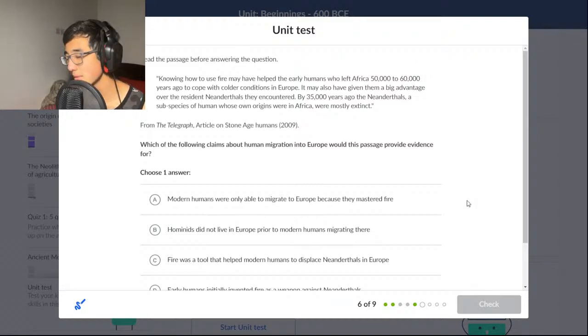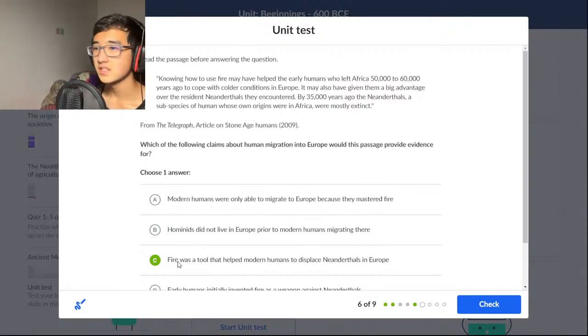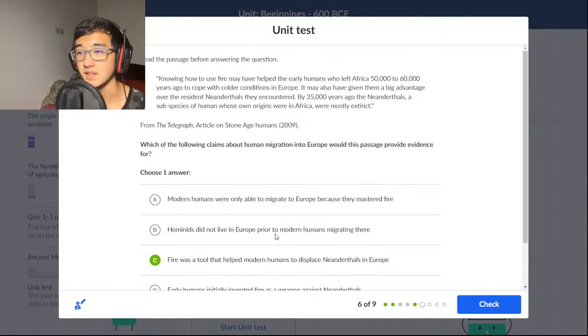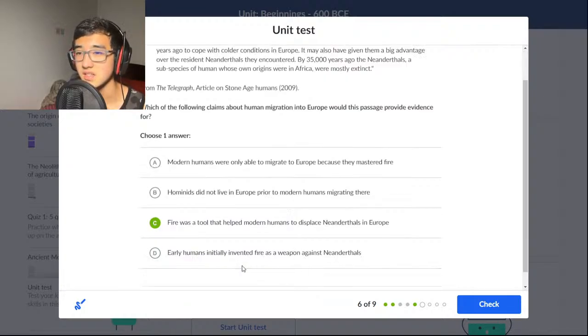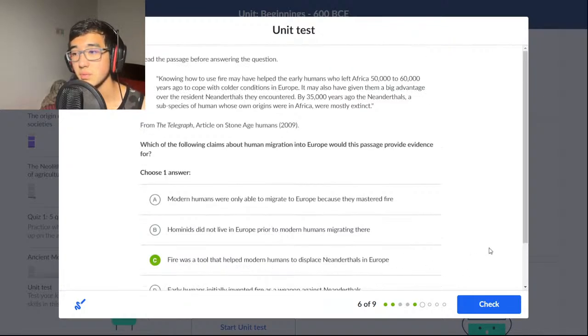Yeah. Oh wait, we did this one on last stream. So it was this one because fire was an advantage, but they didn't use it as a weapon, so it's not D. But they did use it to replace the Neanderthals. That's why they went extinct.